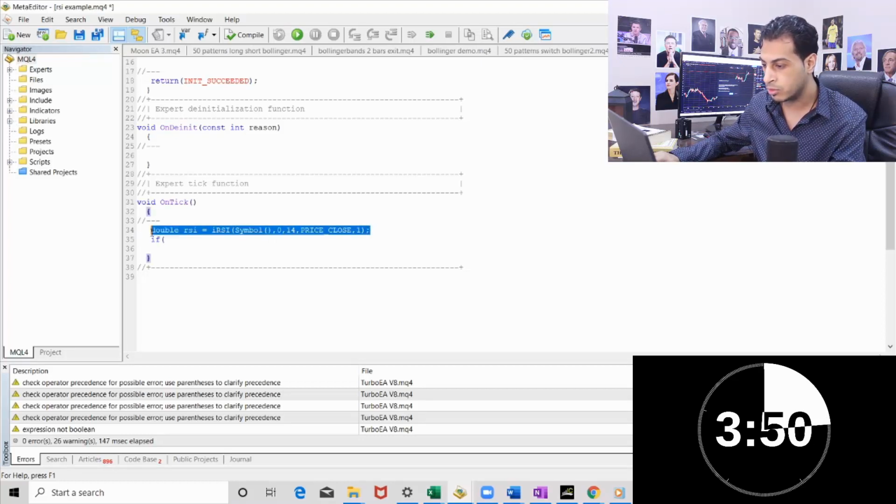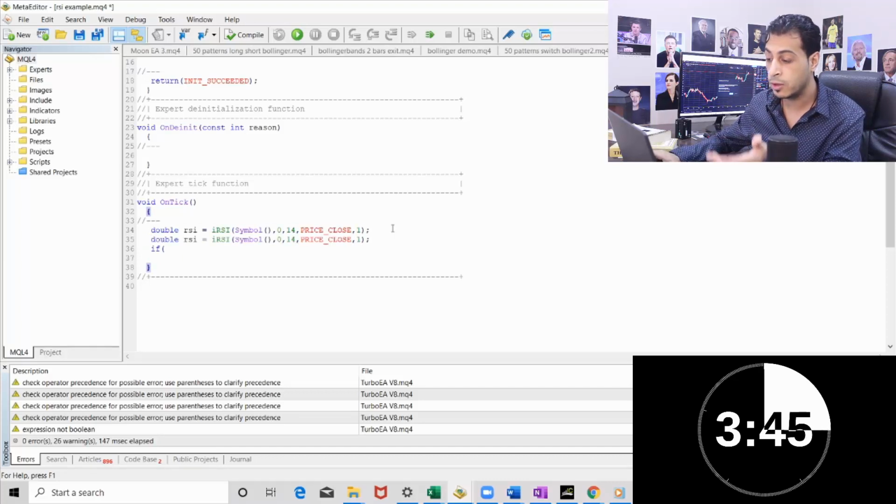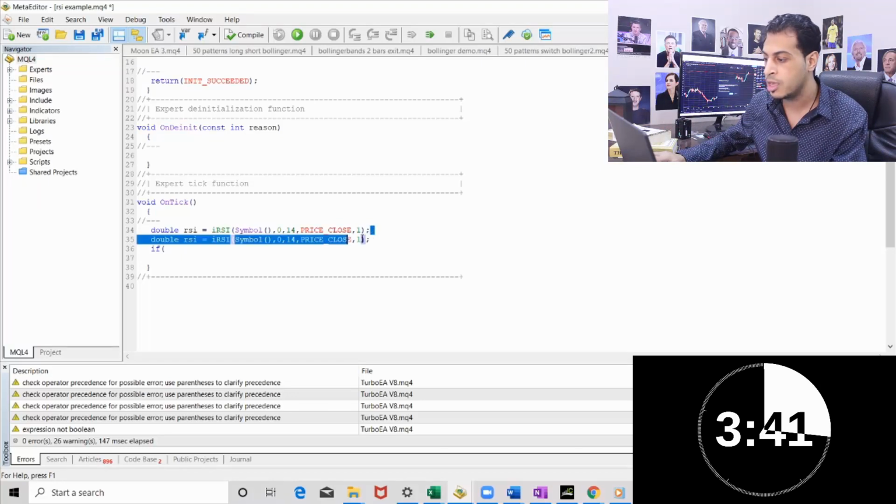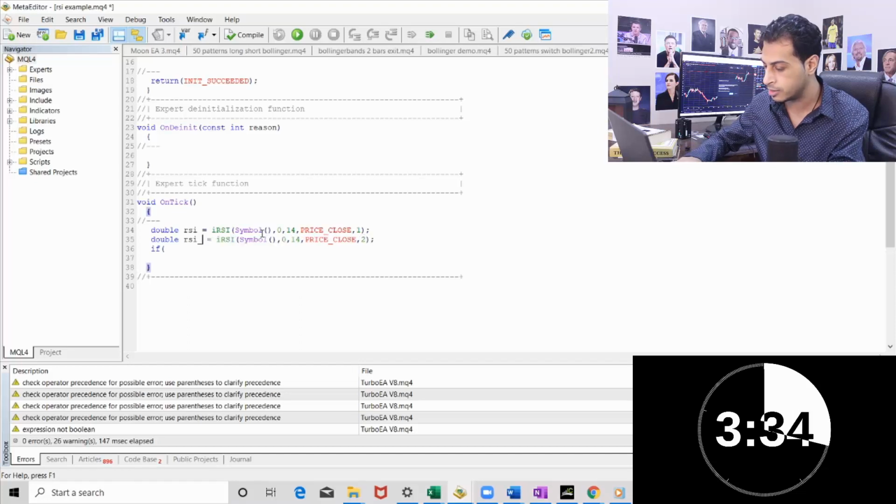Now I'm going to have another one that will have the value of the RSI for the previous candle. So this is the previous candle. Now this is going to be the candle before it. So instead of 1, I'm going to have 2, and the name of this will be RSI old. And I will say if RSI old is less than 70 and RSI is above 70.